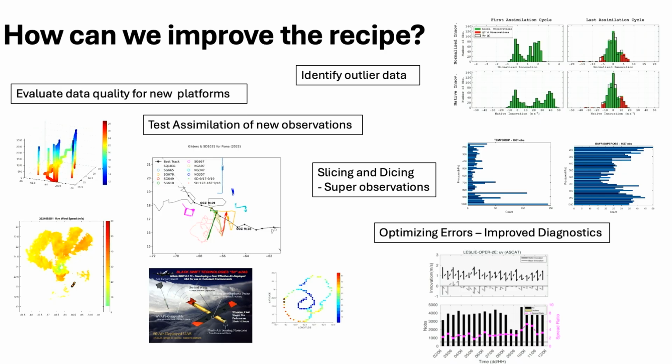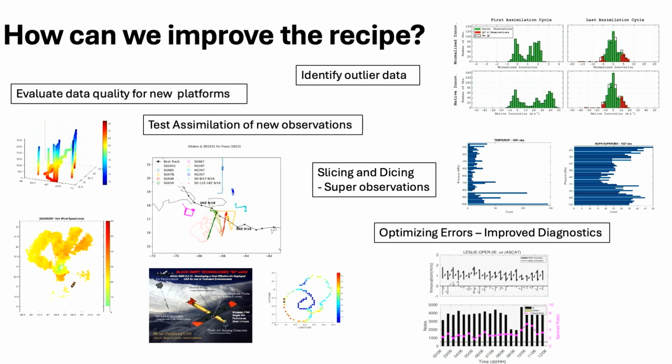So how do we go about improving this recipe? On the far right, we can evaluate new platforms with respect to existing well-tested platforms, such as comparing small uncrewed aircraft temperature on top with dropsonde and wind speeds with tail Doppler radar. We test assimilating these new observations. In the center there, we're assimilating both uncrewed aircraft and sail drones and ocean drifters.